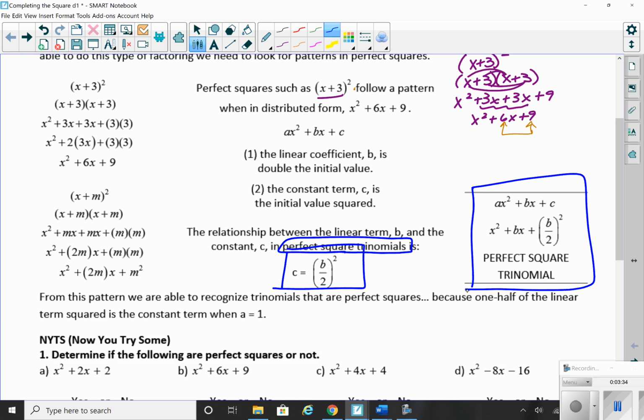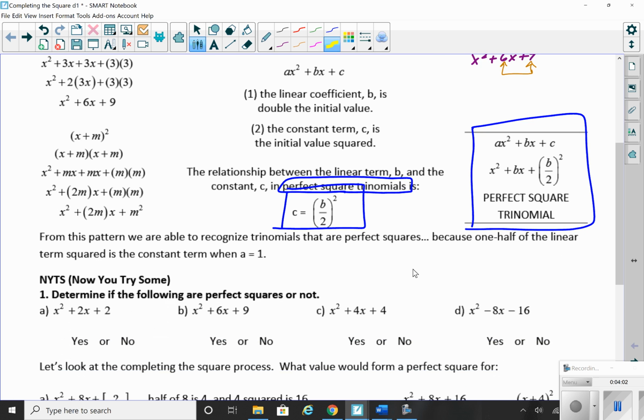as I go through this. It says from this pattern, we're able to recognize trinomials that are perfect squares because 1/2 of the linear term, that's your b term, is squared, is the constant term, and then they're saying when a is equal to 1. So again, notice that the coefficient on the x squared, right, that's just 1. So these are what I call the easier trinomials because I don't have an a value or a coefficient in front of the squared term.